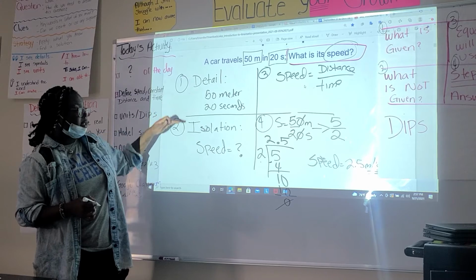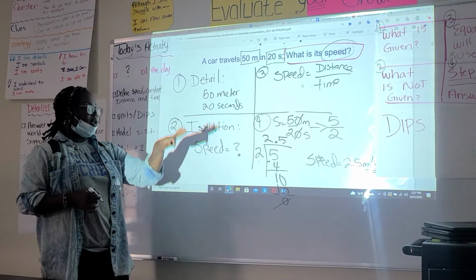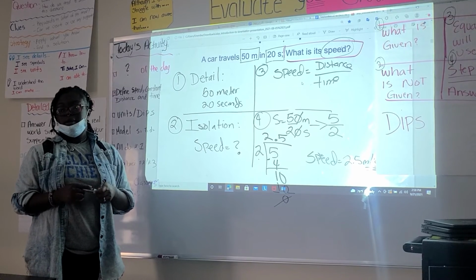Box 1 connects to box 2, box 2 connects to box 3, box 3 connects to box 4, and it goes into that cycle. Does that make sense?